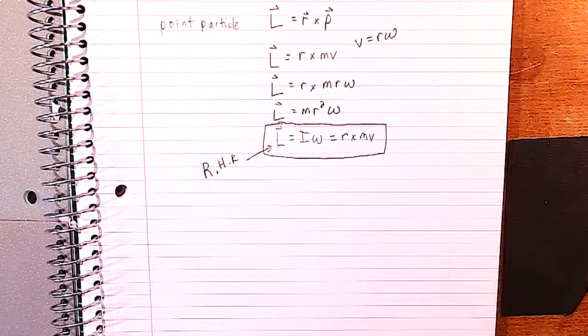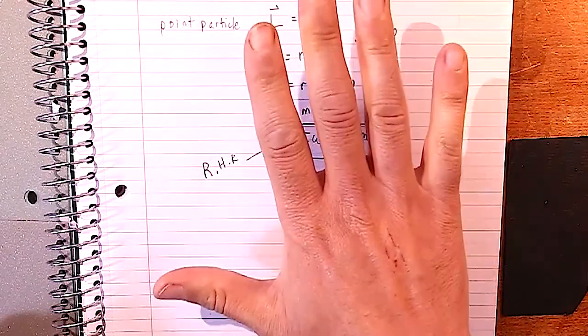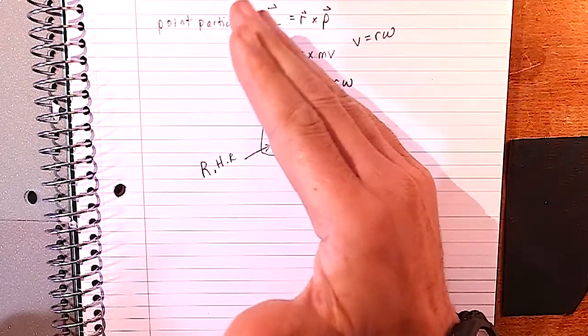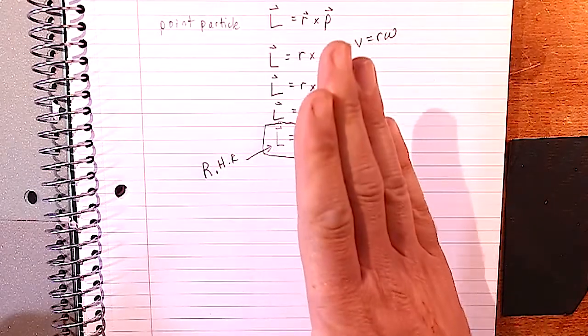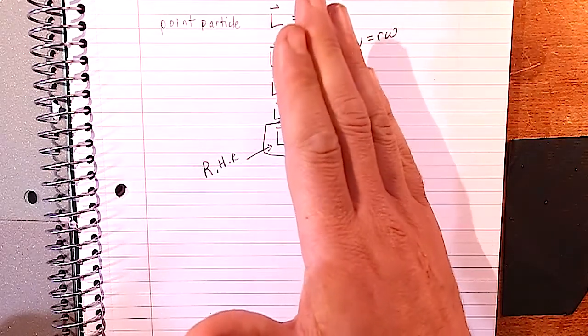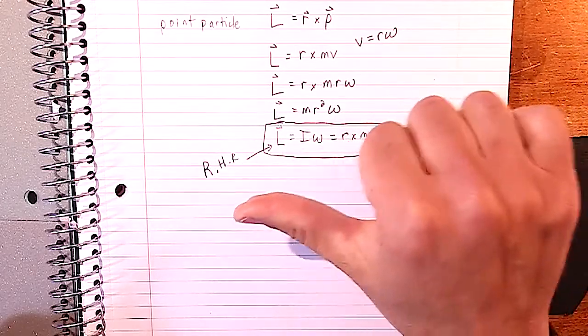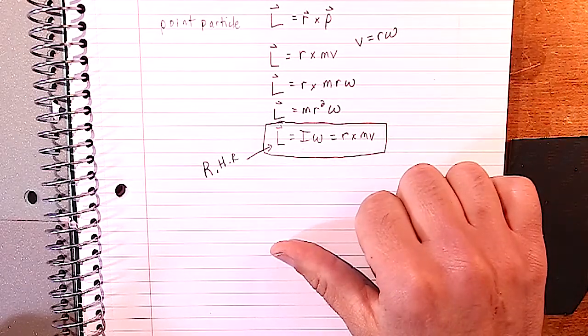So we can do the same thing that we've done for torque, and that's why the torque lesson is important. We use our right hand and we curve our fingers from the r value, that comes first, that's our first vector, crossing that in the direction of the momentum. And our thumb points in the direction of the angular momentum.